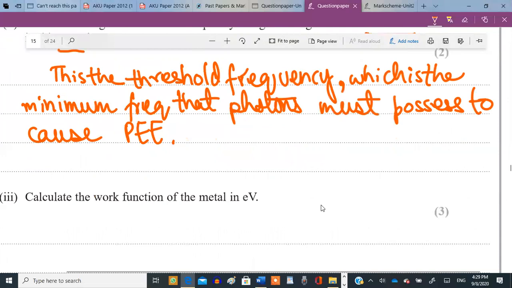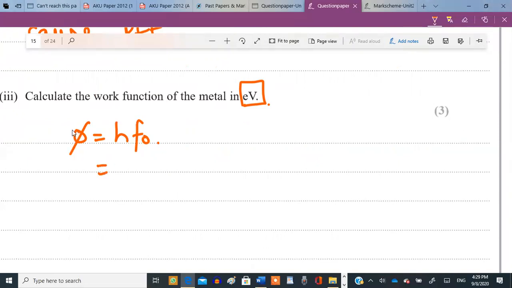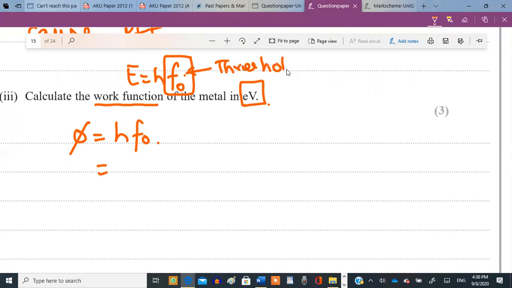Then calculate the work function of this metal in electron volts. Okay, they want us to calculate the work function. What's the formula for the work function? Work function is equal to h f naught. Work function, as I told you, is an energy. The formula for energy of a photon is hf, right? If this frequency becomes the threshold frequency, f naught, which they've given us in the graph, then this energy becomes the work function, okay?